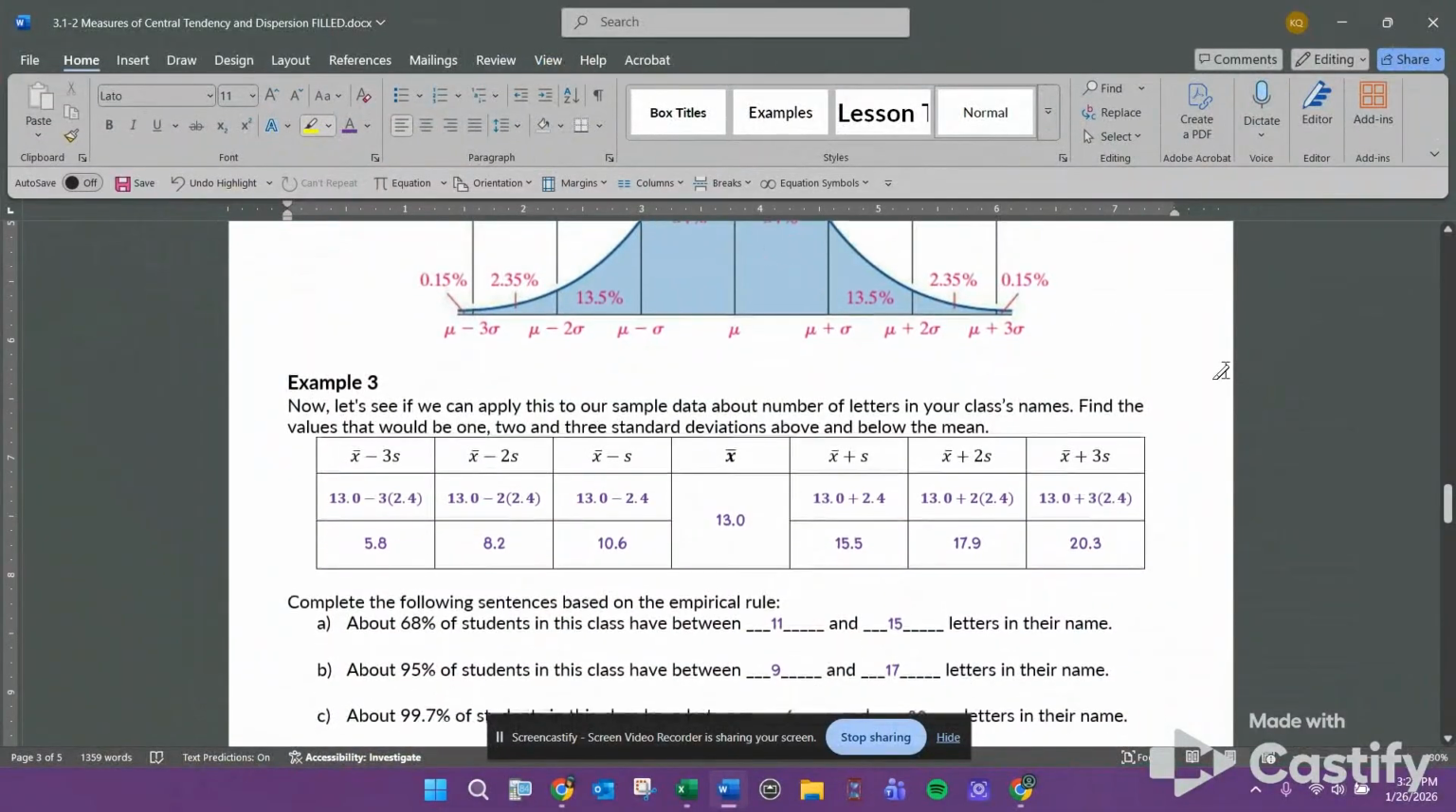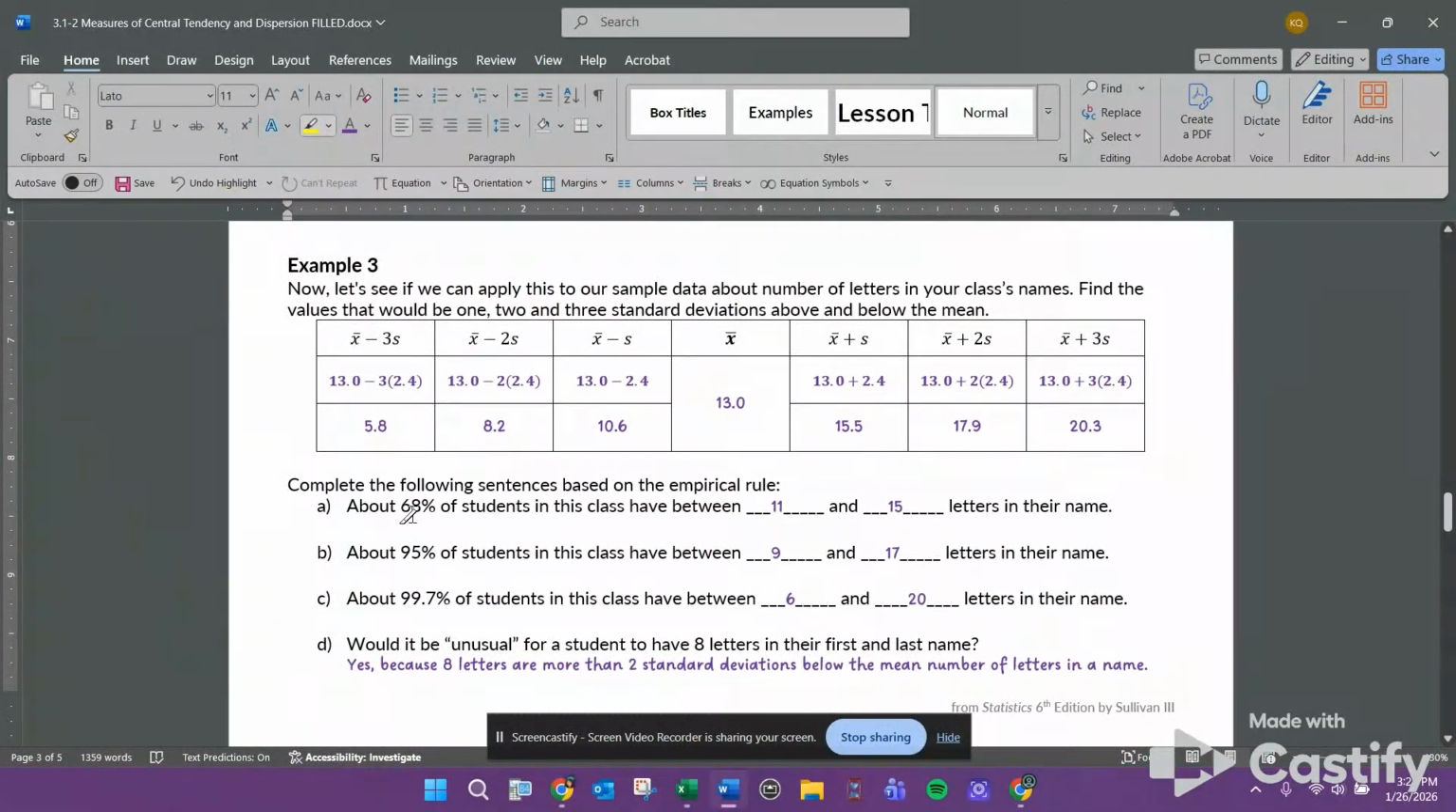which allows me to answer the following questions. The first question says, about 68% of students in this class have between 11 and 15 letters in their name, because it needs to be more than this, and since we're using whole numbers, we round that to 11, and less than this. We would round that up to 16, so it would be less than that. 95% of my data, which is 2 standard deviations away, 9 and 17. 99.7% of students, that is my 3rd standard deviation away, so I have to have between 6 and 20 letters in their name.